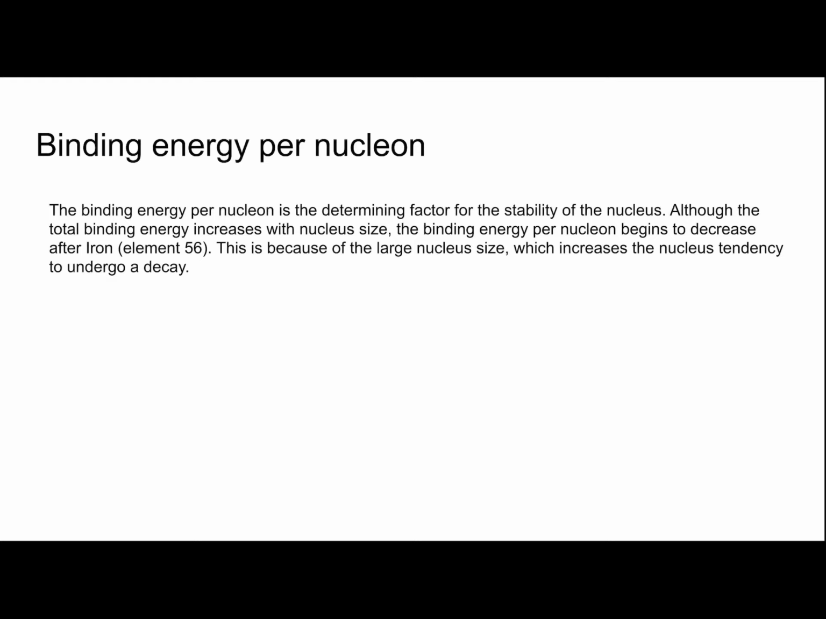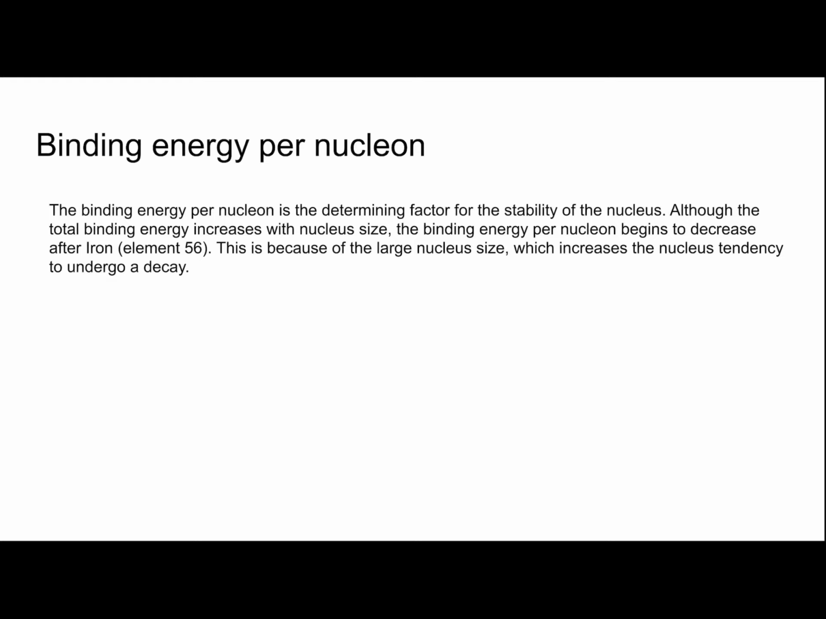Although the binding energy increases with nucleus size, like I said, more nucleons, therefore more work needs to be done, the binding energy per nucleon actually begins to decrease after iron. Sorry, it's actually meant to say element 26 on the periodic table. My mistake there. Okay, so the binding energy per nucleon begins to decrease after iron.